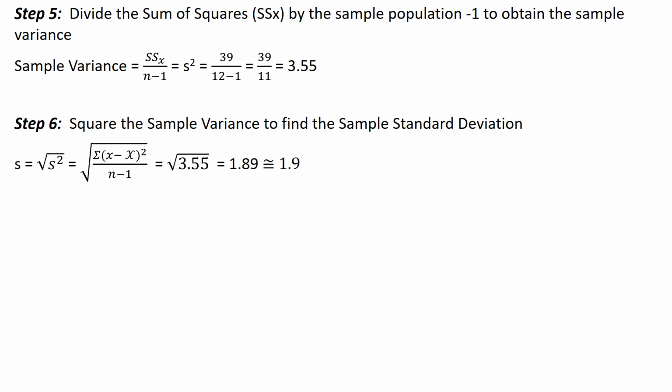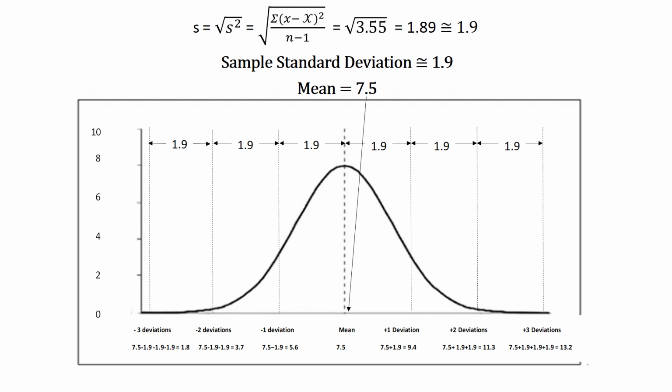I then take that 39, but instead of dividing by 12, remember, this is a sample deviation, so it's 12 minus 1, n minus 1. So it's 39 divided by 11, which is 3.55. The square root of 3.55 is 1.89, or about 1.9. So the sample deviation for that group of concussions is 1.9 days.